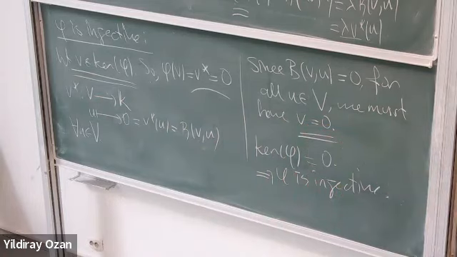Okay. Well, isomorphism in the finite dimensional case happens automatically, because if you have an injective linear map from a vector space to itself, it's an isomorphism if the vector space is finite dimensional.